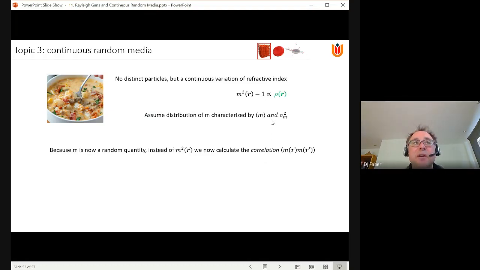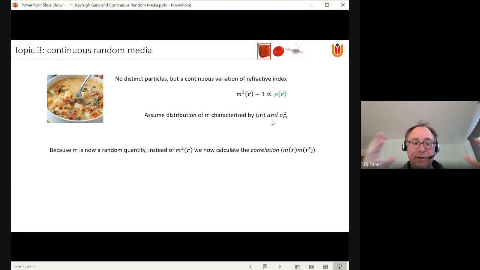But instead of discrete particles, we have now defined the refractive index as a random quantity. So we cannot simply calculate M squared, because the answer would depend very much on which random value we were actually probing. So instead of calculating M squared, we now have to calculate correlations of the refractive index.